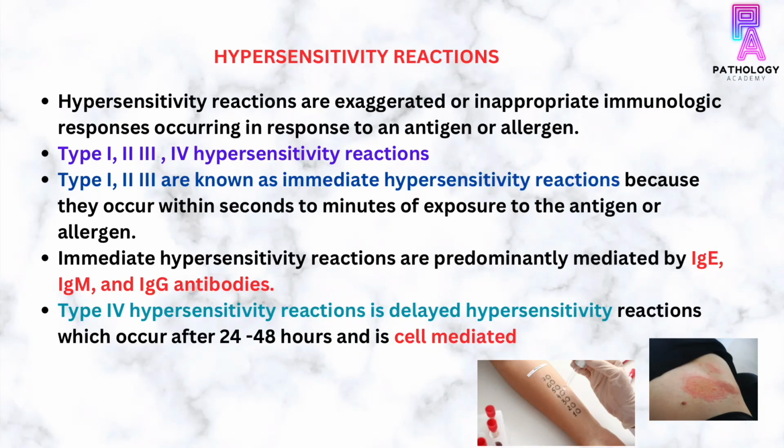of exposure to the antigen or allergen. Type 4 hypersensitivity reaction is a delayed hypersensitivity reaction as it occurs after 24 to 48 hours. The immediate hypersensitivity reactions are predominantly mediated by IgE, IgM, and IgG antibodies. The delayed hypersensitivity reaction, however, is cell mediated.